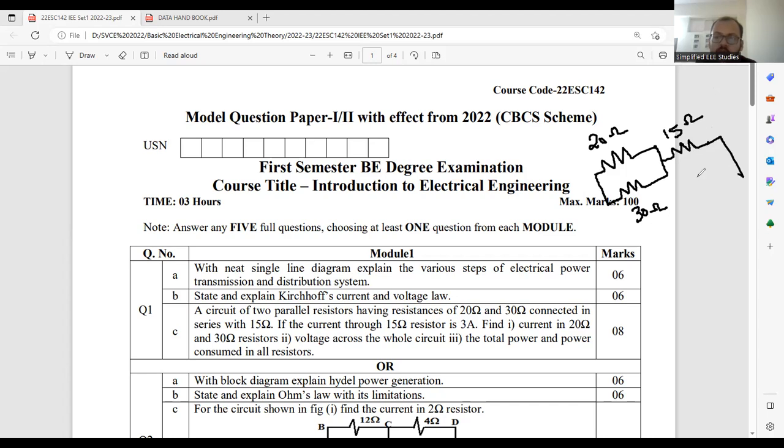Okay. Then you can apply. Definitely there is a source requirement, otherwise it won't work. So let me mention V or E. This is your current, what they have given. The current flowing through the 15 ohm resistor, and this combination will be the same because collectively this is a series. See, 20 ohm and 30 ohm is one particular segment. 15 ohm is another particular segment. So both are in series only. So the same current flows through the entire circuit. So let me mention the total current is 3 amps.